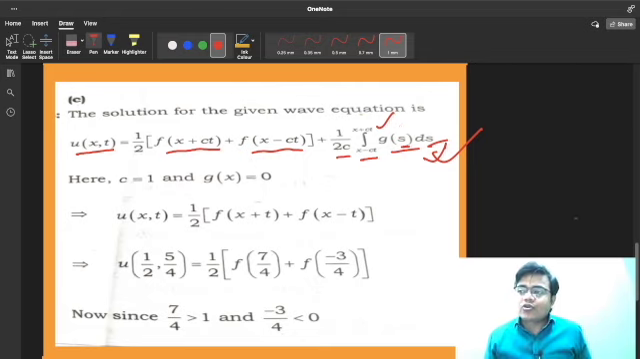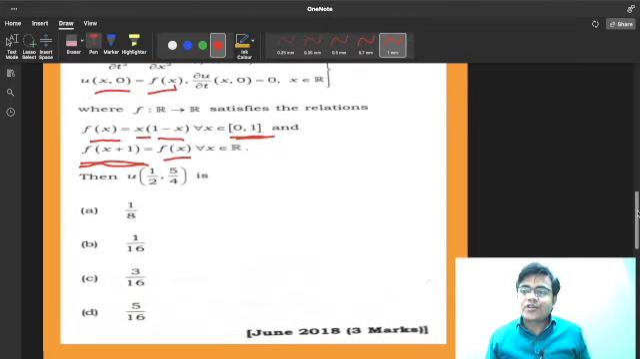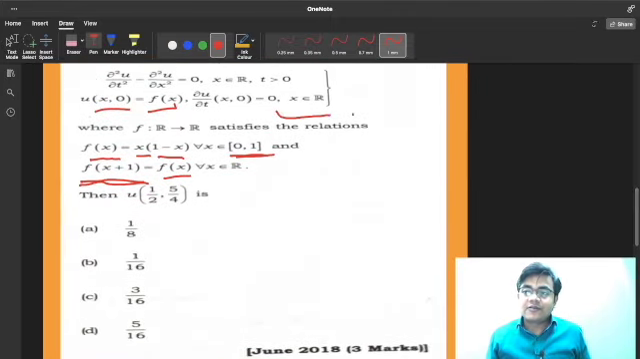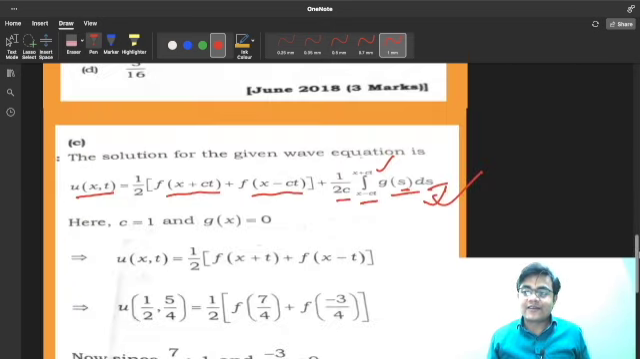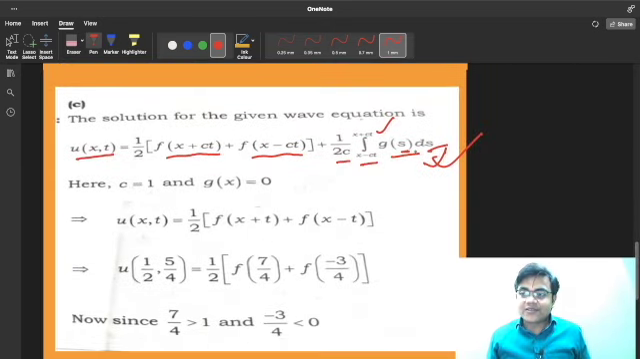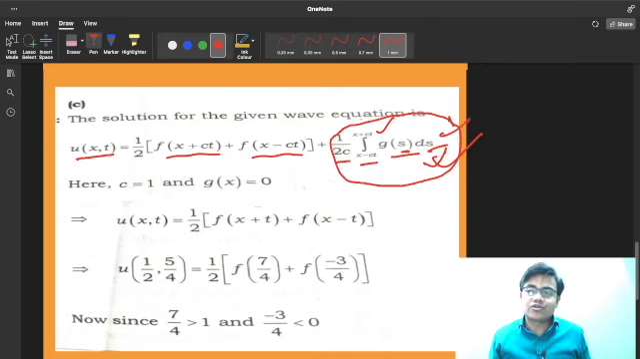But in the question, what is your g of x? I have told you that your g of x is 0, and certainly it will be helpful for the calculation. So here your g of x will be 0. If your g of x is 0, then this whole term is going to become 0, and you will say thank you very much everyone.